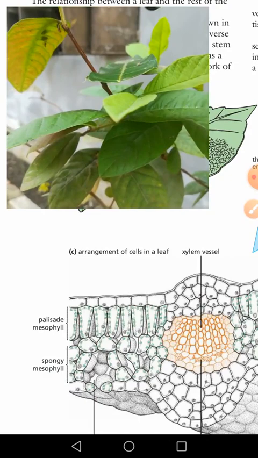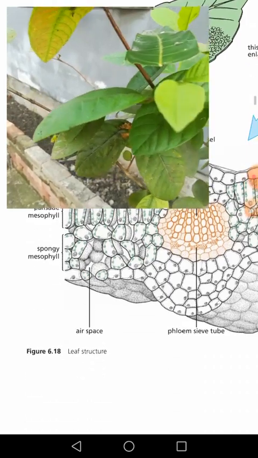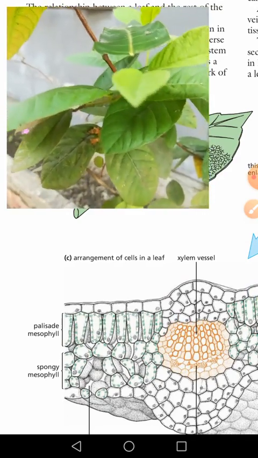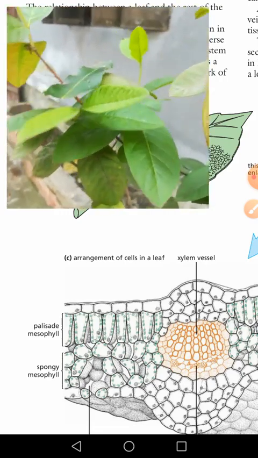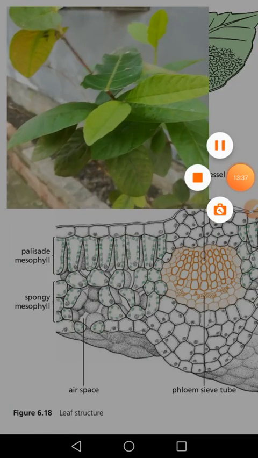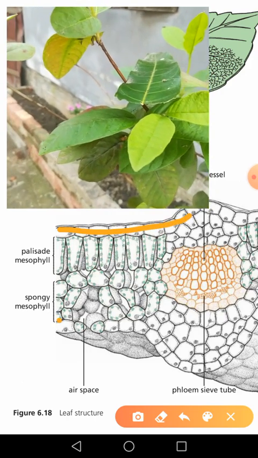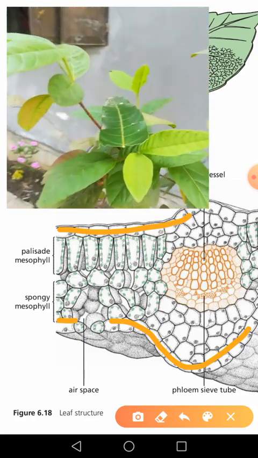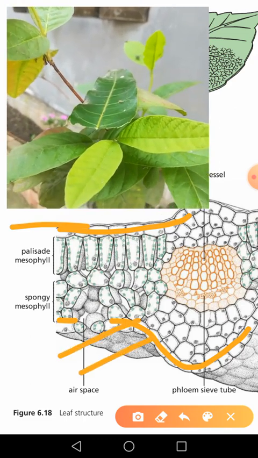Now this blade of the leaf, this is the top surface, this is the bottom surface. At the top surface we have a cuticle, but at the bottom surface we actually don't have a cuticle. But at the top surface we have a protective layer, and at the bottom surface we also have a protective layer of cells, which we call the epidermis. So this is the upper epidermis and this is the lower epidermis.